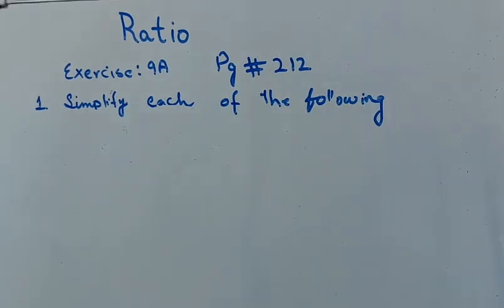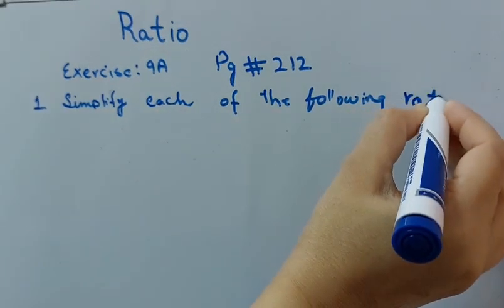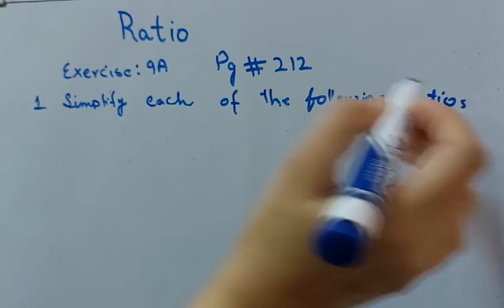Okay, it's exercise 9a. That is on page number 212 of your book. Let's start question number 1. Simplify each of the following ratios. So what we have to do? We have to simplify the ratios.